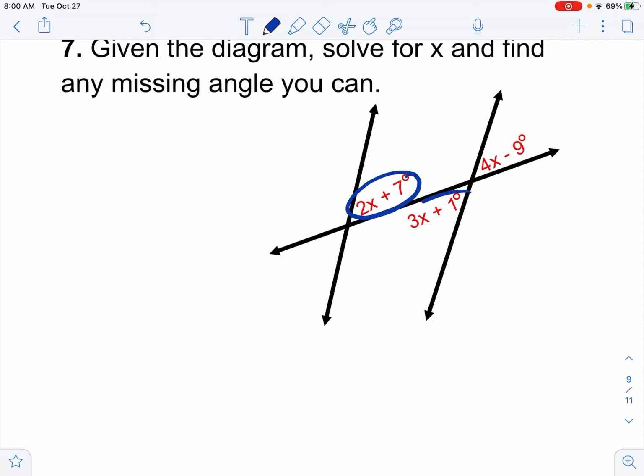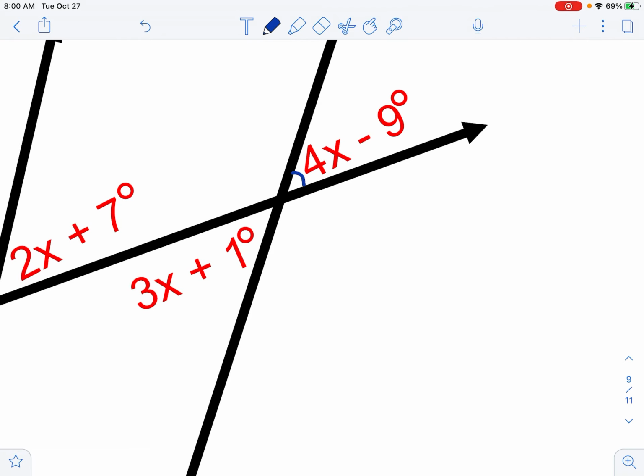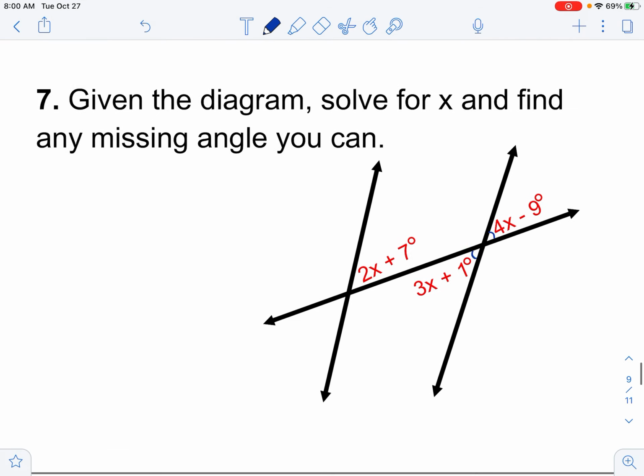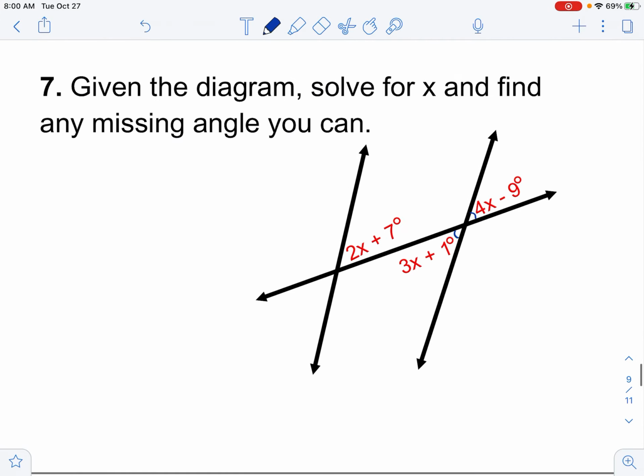So people will always say, can I set these 2 equal to each other because they're alternate interior angles? They are alternate interior angles. That is correct. But these are not parallel lines. So those 2 angles are not congruent. That's for sure, okay? Because those lines aren't parallel, those angles are not equal. So my only way to solve for x is to say these two are equal to each other. And why are these two equal to each other for sure? Those are vertical angles. Vertical angles are always equal to each other.